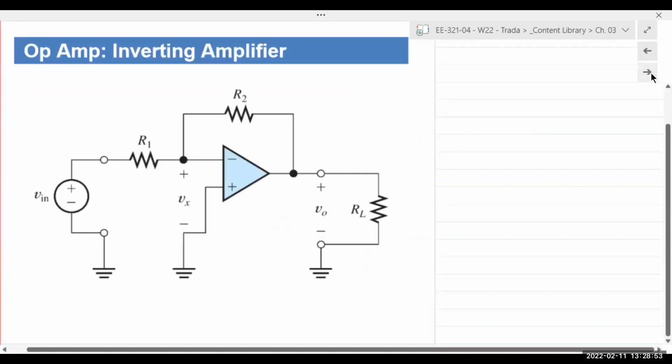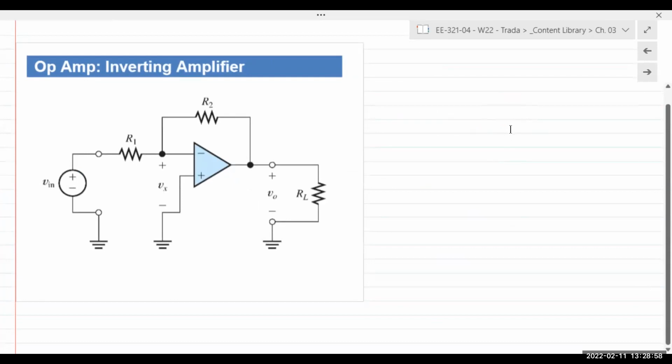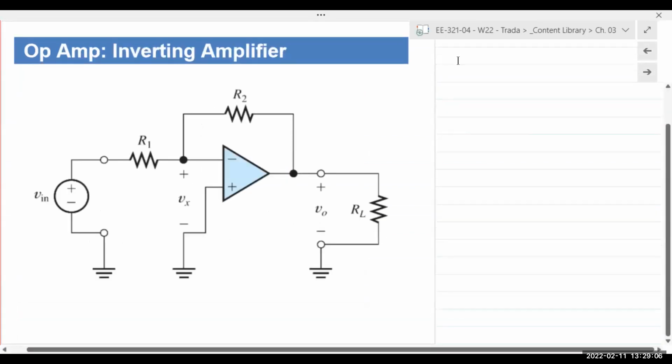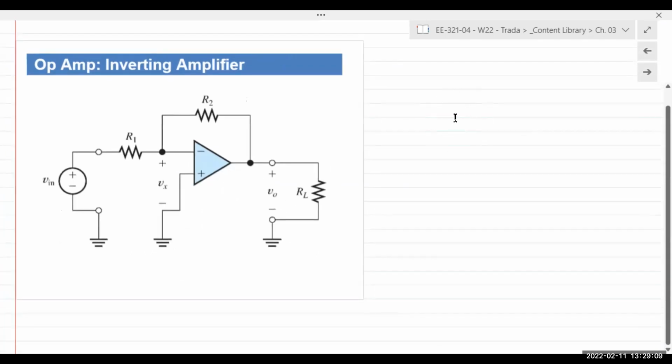So, inverting amplifier, so called because the input signal is connected to the inverting terminal of the amplifier. Okay. Now, here we have two resistors, R1 and R2. We take a look at the output and we see R2 is connected back to the inverting terminal. So we do have negative feedback. Okay, we do have negative feedback.